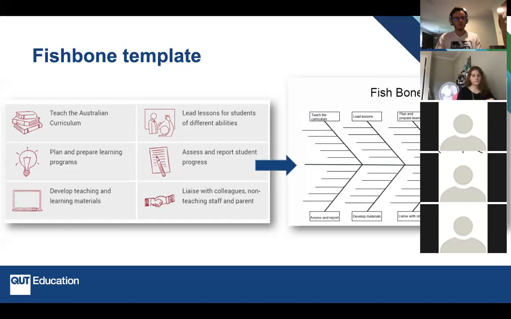What about liaise with others? Can we have someone else? Thank you so much, Nikki.